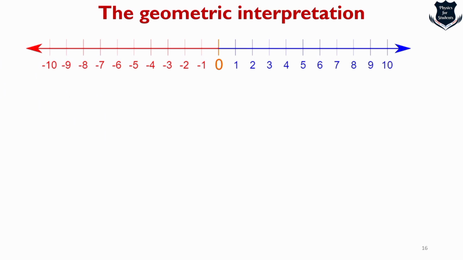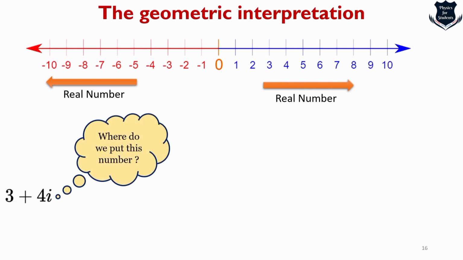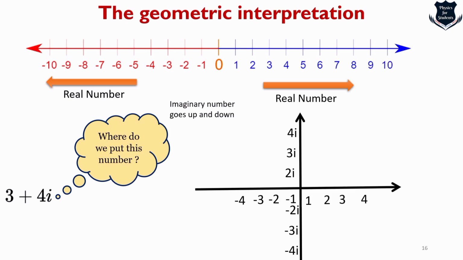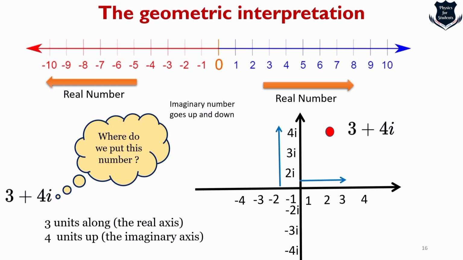So if we get a real plane, I mean a plane where the numbers start from 0 and go to positive and negative. So this is the real number line. The question is, if I get an equation like 3 plus 4i, then where do we put it? What we do is that the imaginary number goes up and down. So if this is the graph, I will walk 3 steps towards the right, somewhere here, and then I will go 4 steps up, and this is the position where we plot 3 plus 4i. So I go 3 units along the real axis and 4 units along the imaginary axis, and I get to a point where I plot 3 plus 4i.